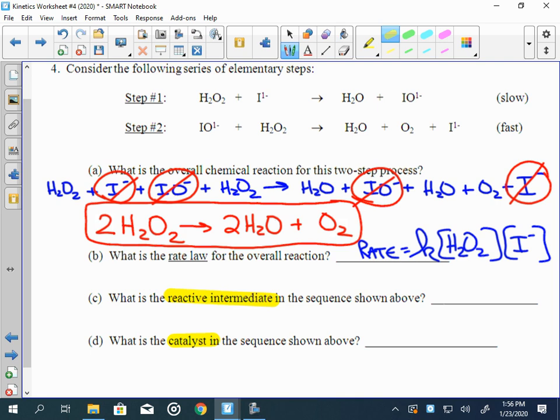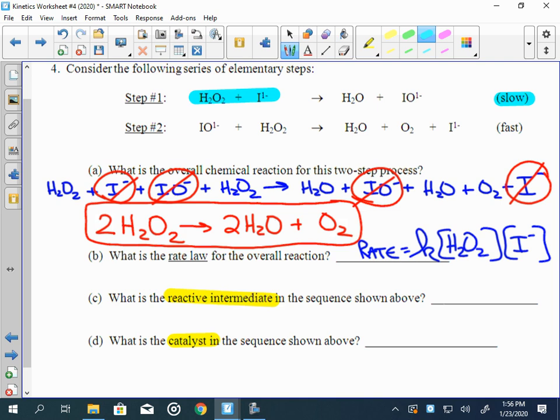I got rid of the I because it's on both sides. Okay. For the rate law, reminder, I go to the slow step, and it would be the reactants of the slow step that are used in the rate law. All right? How many folks got A and B right? Okay.